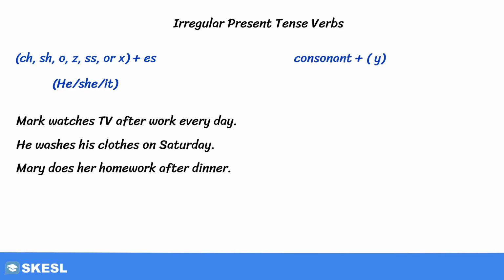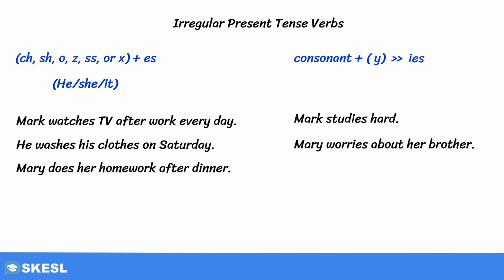If a verb ends in consonant plus y, then change y to ies. For example, Mark studies hard. Mary worries about her brother. The dog cries when it is hungry.